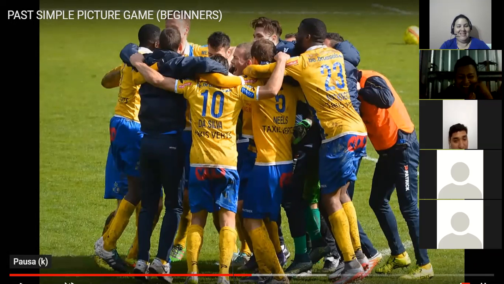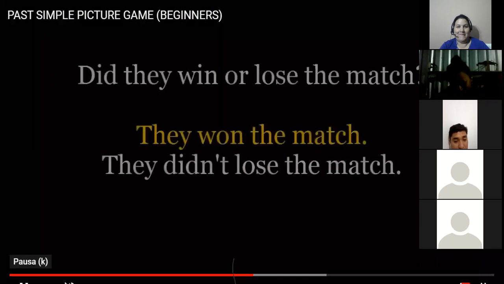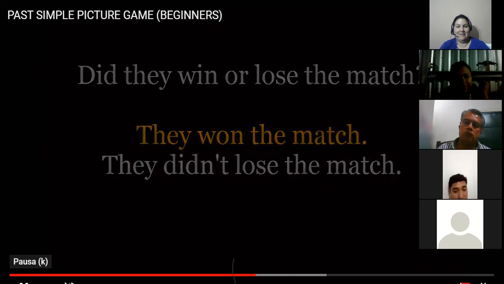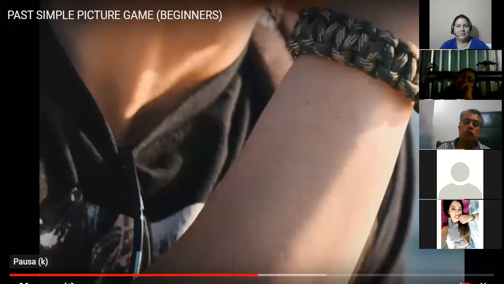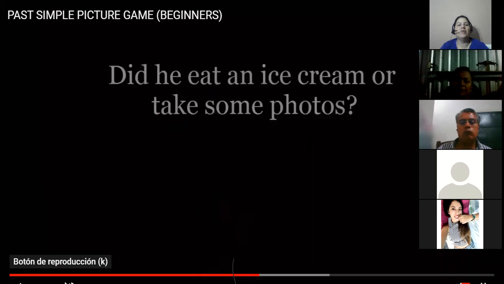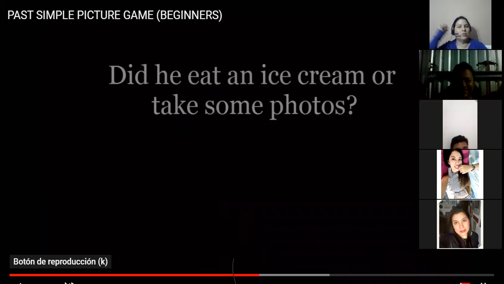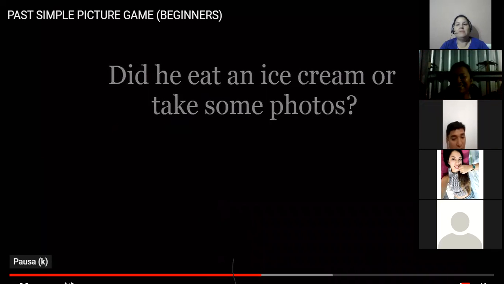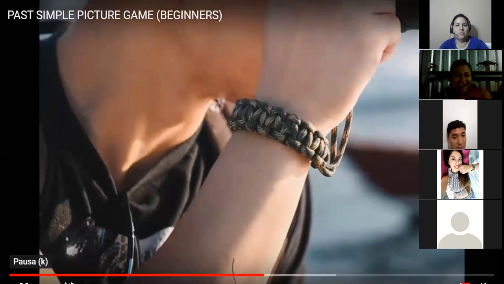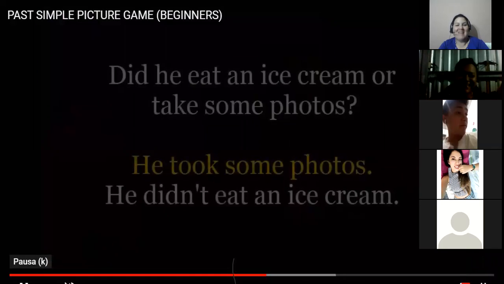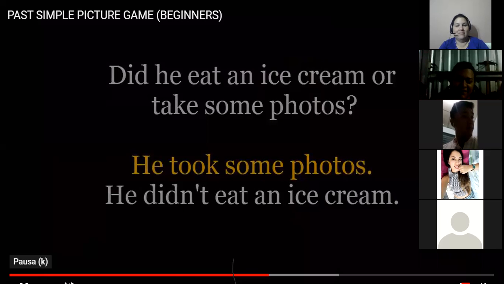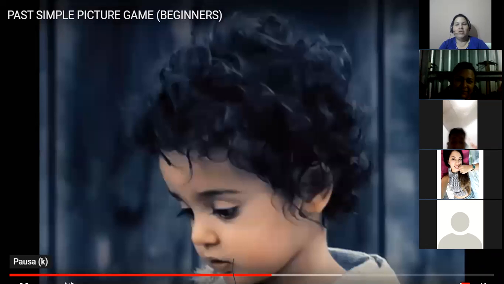Good. Let's continue. What do you think is going to happen here? He's drinking something. Did he eat an ice cream or take some photos? He took some photos, but he didn't eat ice cream. Remember, todo es pasado ahorita. All of the verbs are past tense. He took some photos. He didn't eat an ice cream. He took. That's the past tense of take.